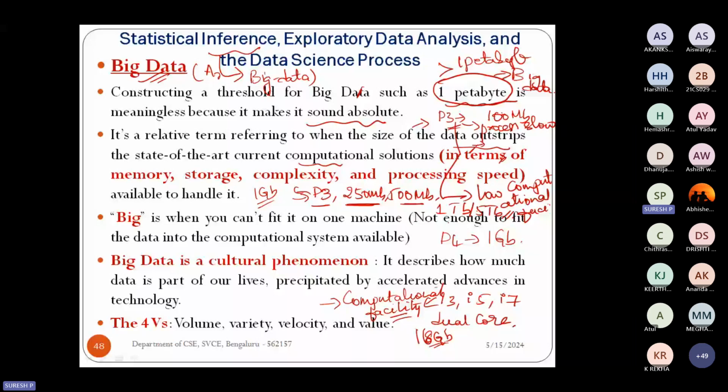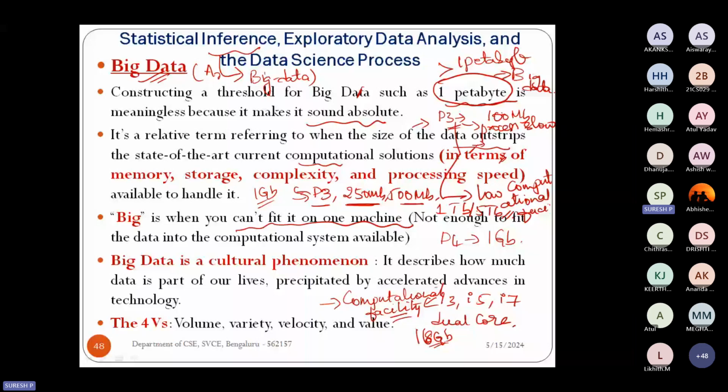According to the author of the textbook, big data refers to data which can't be fit on one machine. Big is when you can't fit the data in one machine. That is, whatever data is required for your analysis, that amount of data you cannot fit. It is not enough to fit the data into the computational system available. That's why the author specifies the big data definition in these terms.